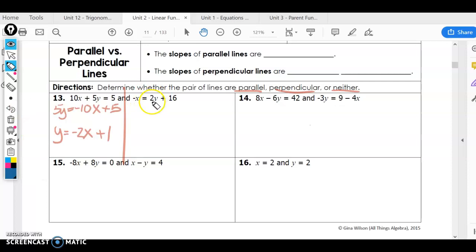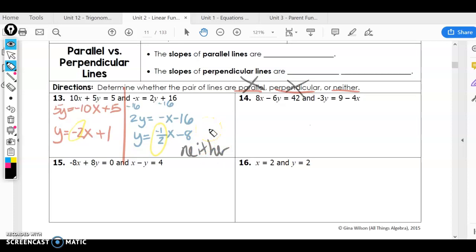And then in the other equation, I'm going to solve for y. I'm going to minus this 16 over here to get 2y equals -x minus 16. Dividing everything by 2, we get y to be -1/2 x minus 8. Now let's compare these slopes, -2 and -1/2. They're not the same, so we can cross off parallel. You might think they're perpendicular because they're flipped, but they're not perpendicular because they're not opposite signs, one positive, one negative. So these are neither.